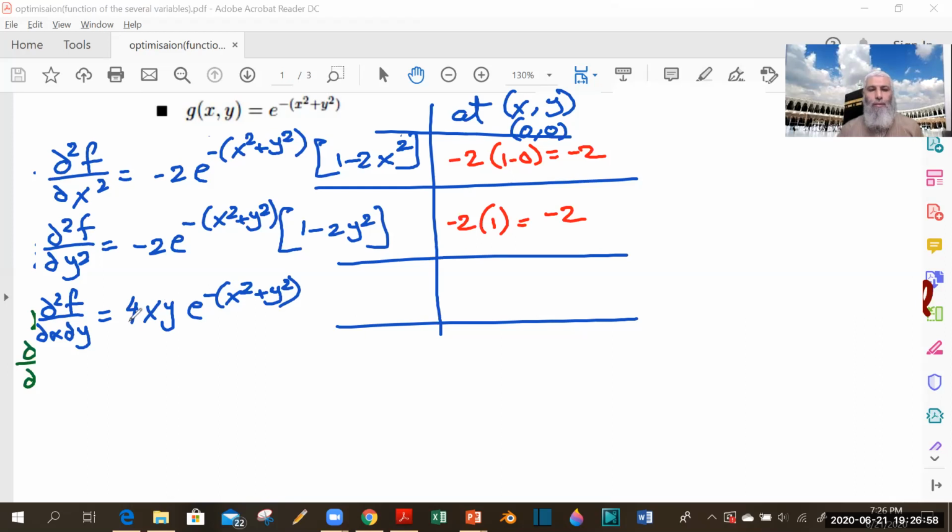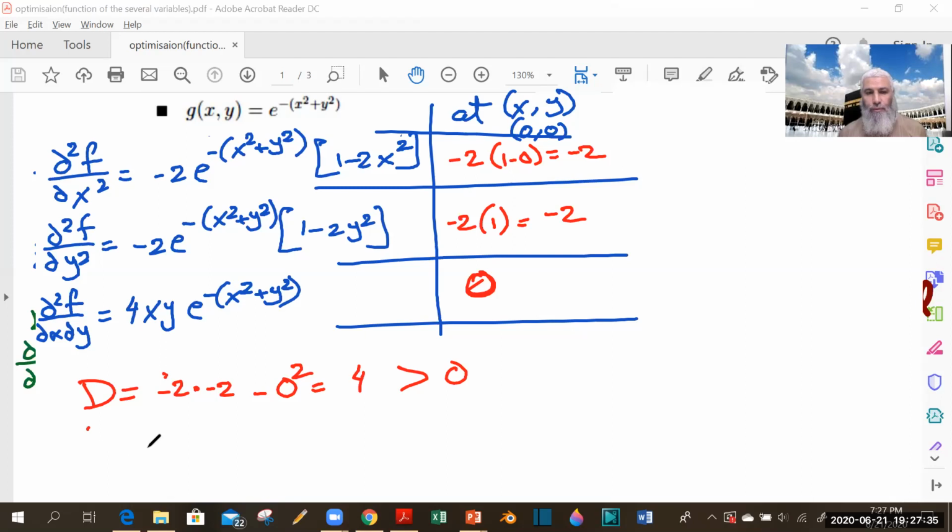And here, this is 4 multiply 0 multiply 0 is 0. 0 multiply 1 is 0. Right? So D is negative 2 multiply negative 2 minus 0 squared, which is 0. It would be just positive 4. So this is greater than 0, right? Yes, greater than 0.